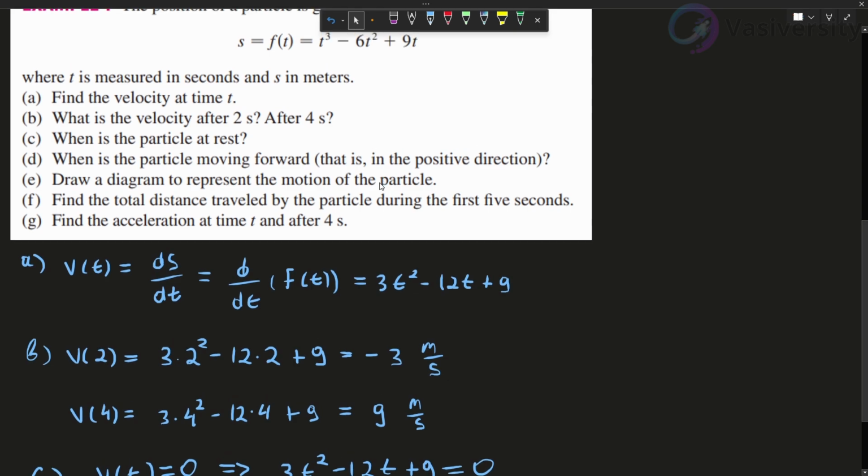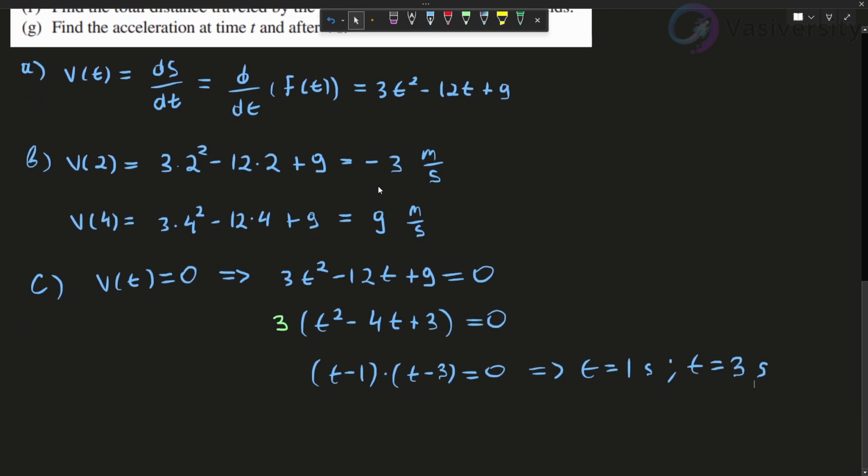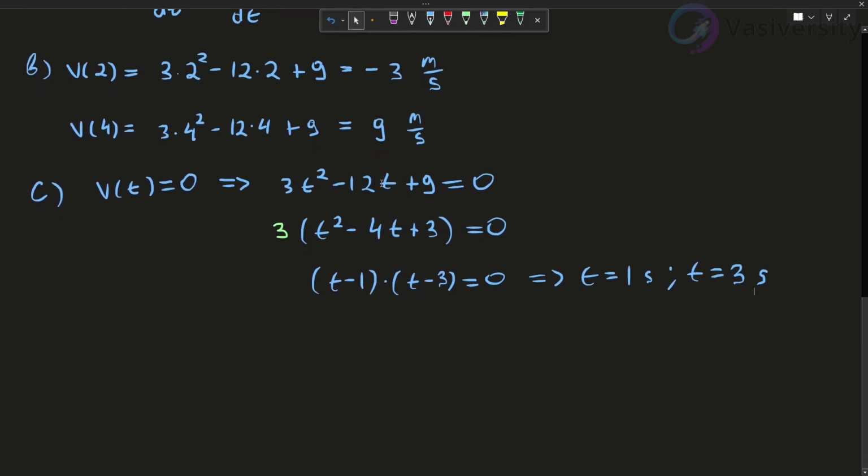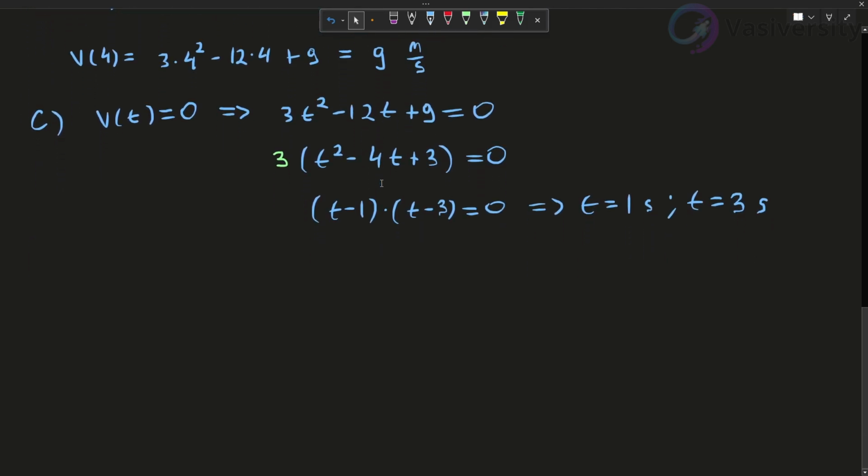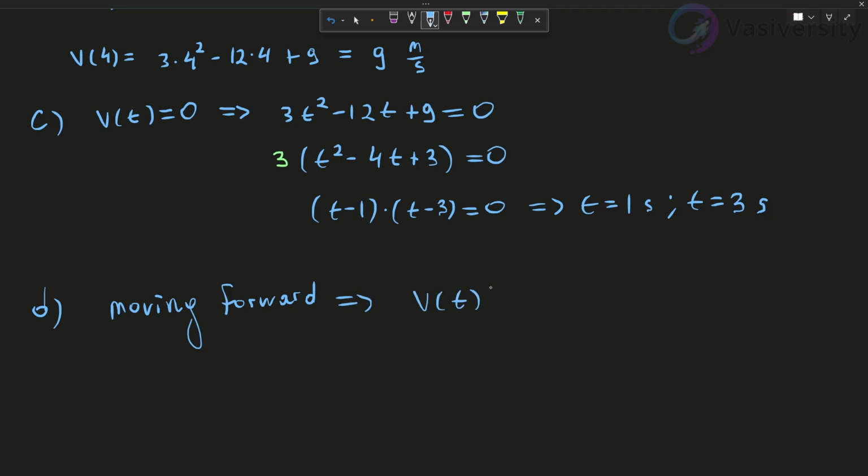All right, part D. When is the particle moving forward? That is, in the positive direction. All right, so the particle moves in the positive direction when the velocity is positive. That makes sense. So moving forward implies that v of t is greater than 0.